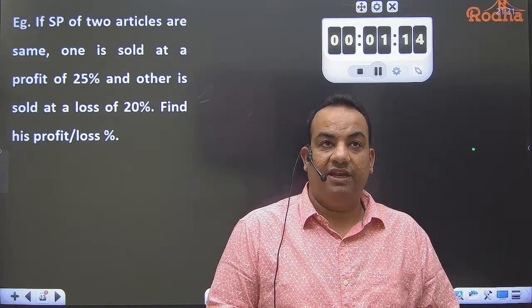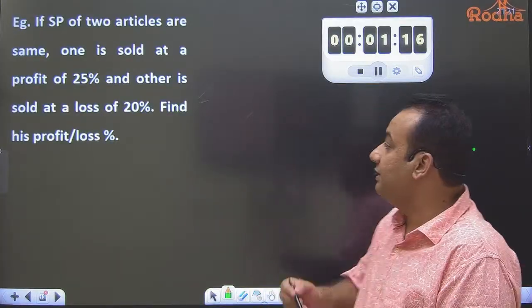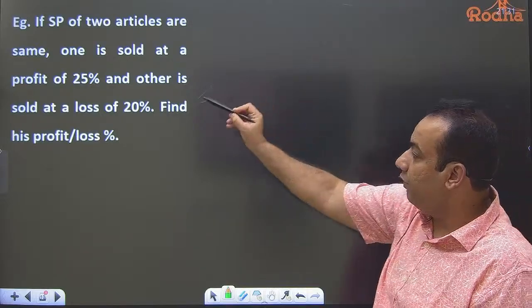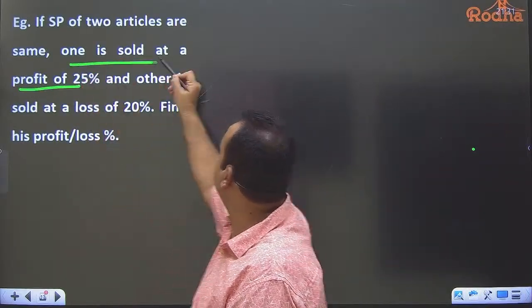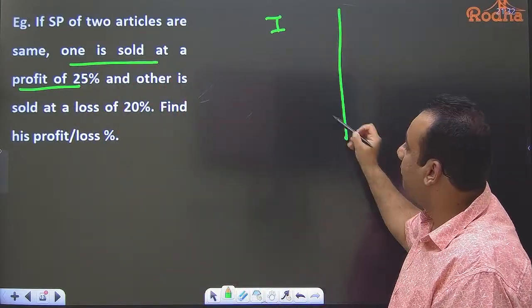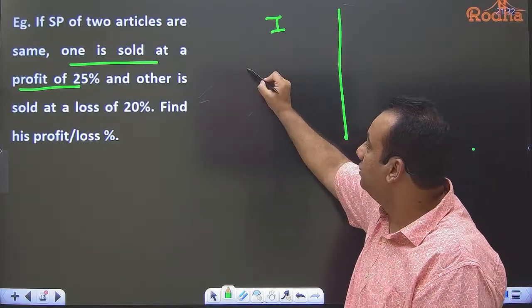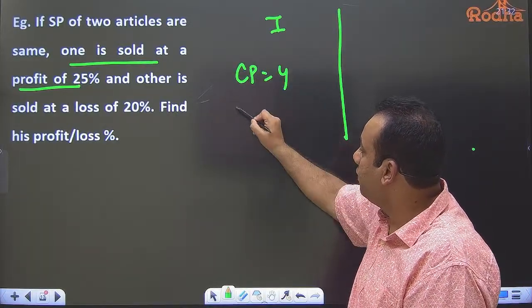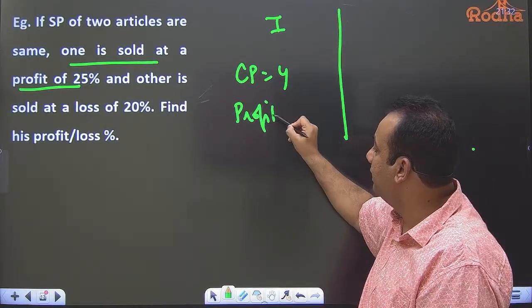Now, what is given in this question? The selling price of two articles is same. One is sold at a profit of 25%. If one article is sold at a profit of 25%, it means 1 by 4. So, if CP is 4, then profit is 1, then SP is 5.